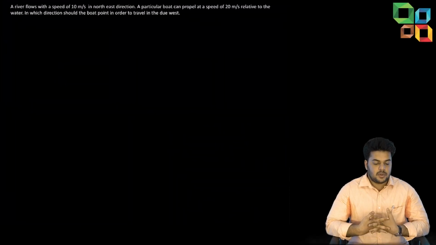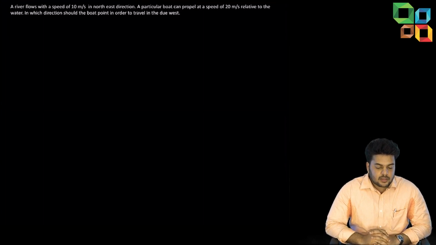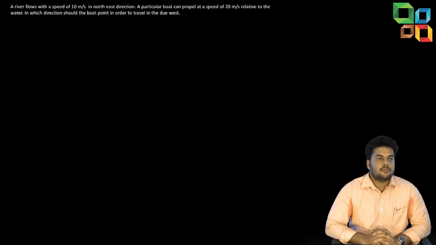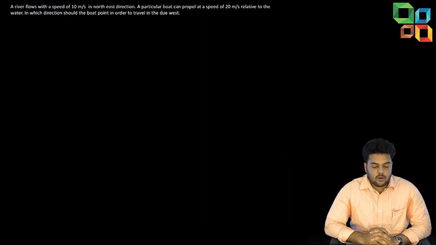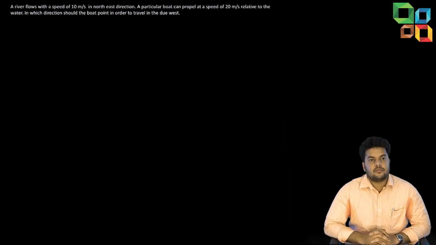A river flows with a speed of 10 meter per second in northeast direction. A particular boat can propel at a speed of 20 meter per second relative to water. In which direction should the boat point in order to travel in the due west?